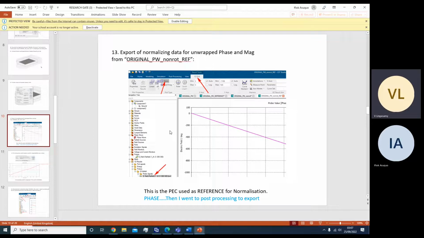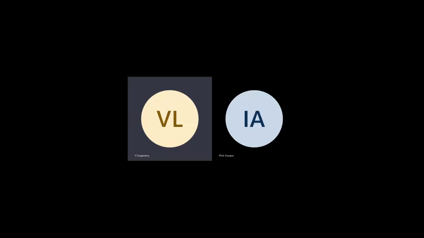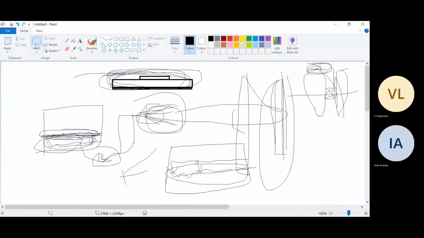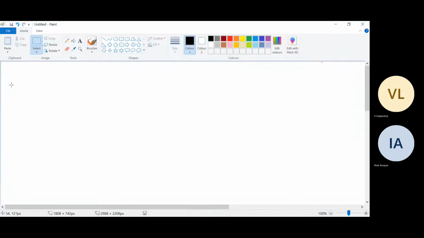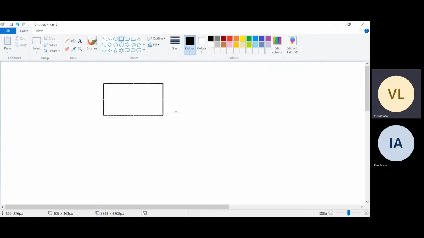Correct. Let me tell you one thing. Can I share my screen? Okay. Can you see my screen now? Yes, please. Can you draw that straight line and explain it? Yeah. That's the phase for the PEC. This is what you are getting, right? Yeah. Here you are having frequency. Yes. 2 to 5. You have 0 to minus something, thereabout. Yes. Something like that.